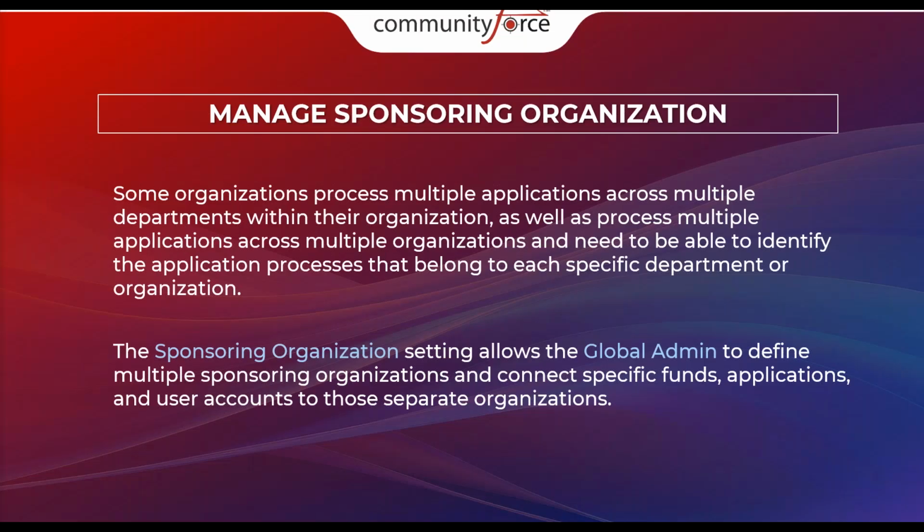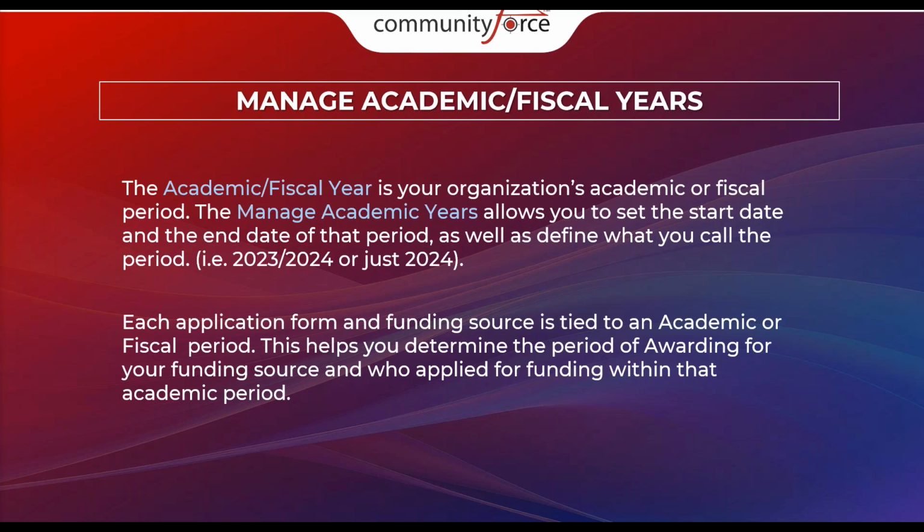So the next topic we want to discuss is managing academic fiscal year. So what is an academic fiscal year? Well, that is your ledger year, the year that you do your accounting for. And every application and fund has to have that so that it knows what's the fiscal period, the award period that you're going to be awarding a specific application. So applicants come in and apply, but what's the award period that you're going to be paying out? What's the payout period that is going to be used?